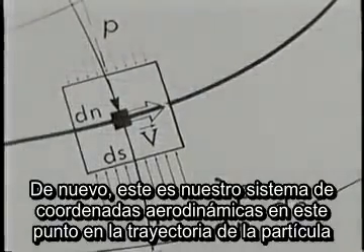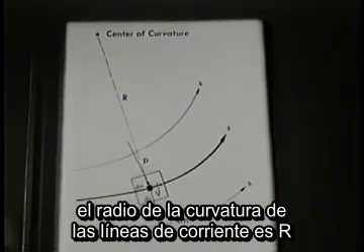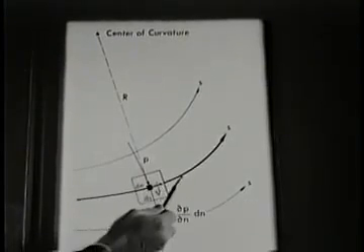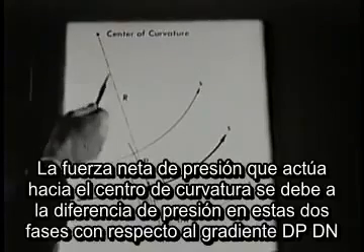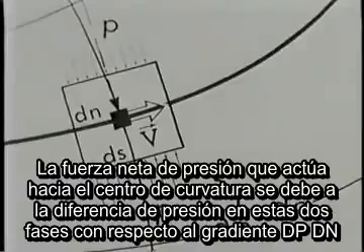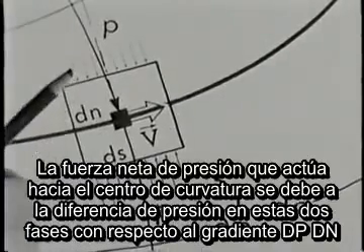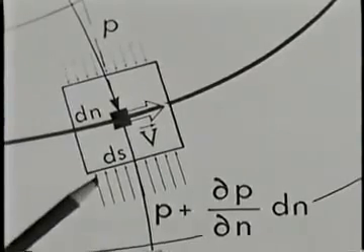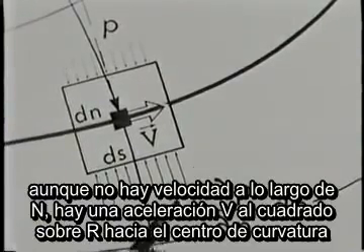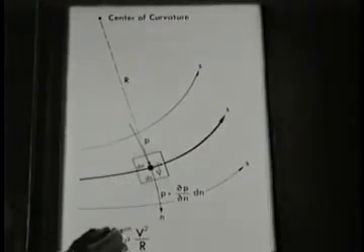This again is our system of streamline coordinates. At this point on the particle trajectory, the radius of streamline curvature is r. The net pressure force acting toward the center of curvature is due to the difference of pressure on these two faces, to the gradient dp/dn. Although there is no velocity along n, there is an acceleration, v squared over r, toward the center of curvature.